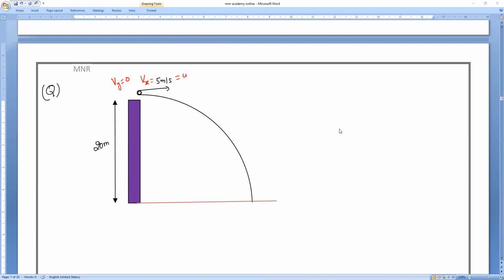So let us see, first we'll calculate the time. They are asking us to find the time taken by the particle to reach the ground. Question number 1, part 1: find the time taken by the particle to reach the ground.